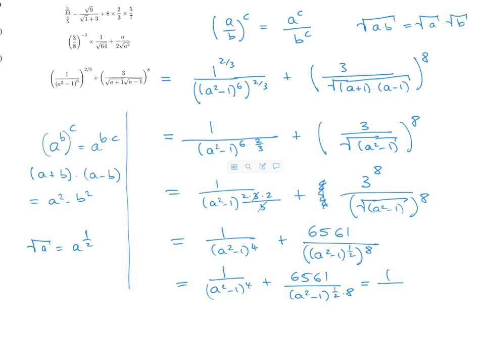And then I get 1 divided by A square minus 1 to the power of 4 plus 6,561 divided by A square minus 1 to the power of 4. And the nice thing is that both terms have the same denominator, so we can just add them up. So this would then be, with the common denominator A square minus 1 to the power of 4, and here we have 6,562. And we're done.